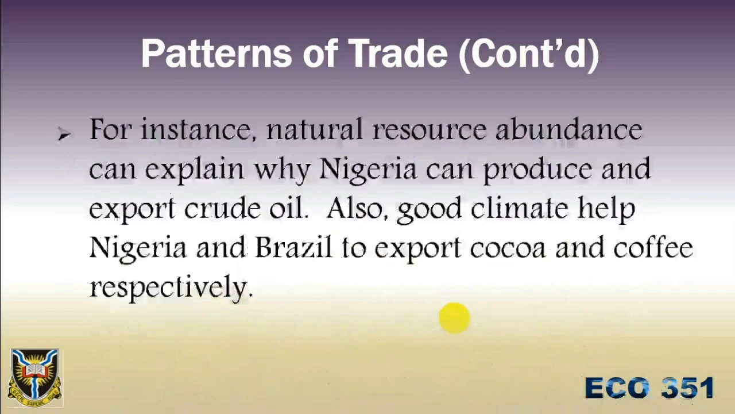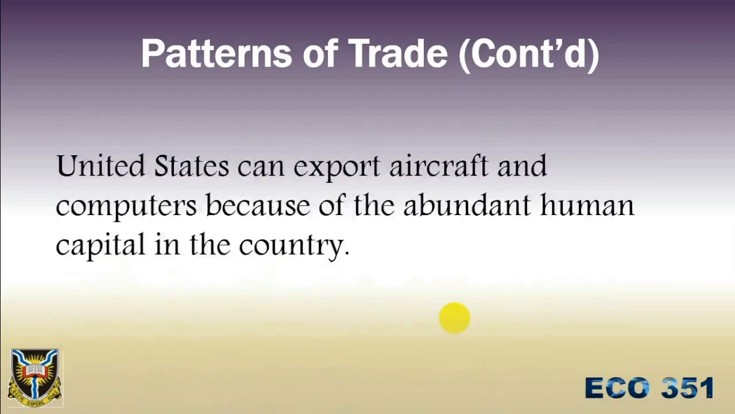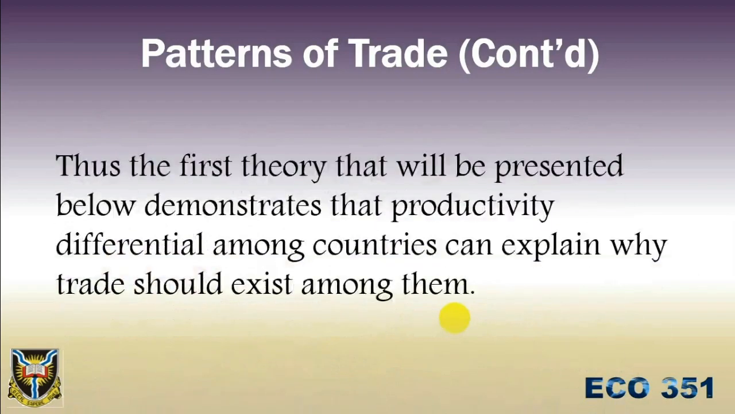For instance, natural resource abundance can explain why Nigeria can produce and export crude oil. Also, good climate helps Nigeria and Brazil to export cocoa and coffee respectively. The United States can export aircraft and computers because of the abundant human capital in the country. Thus, the first theory that will be presented very soon demonstrates that productivity differential among countries can explain why trade should exist among them.